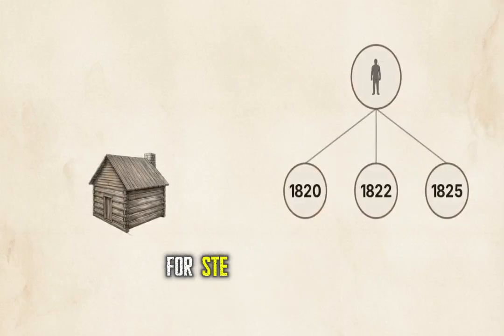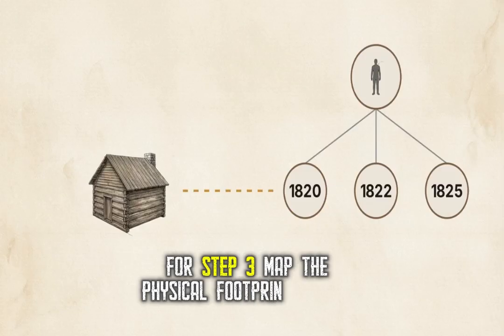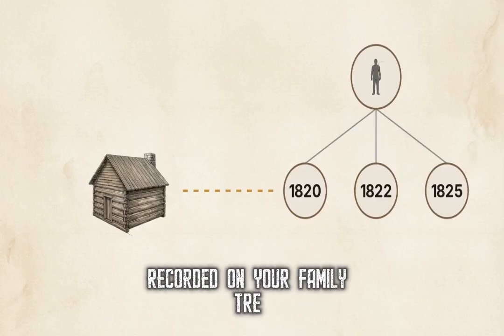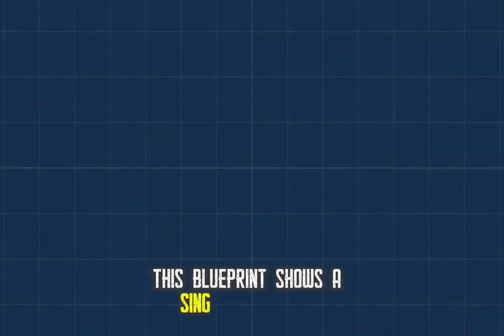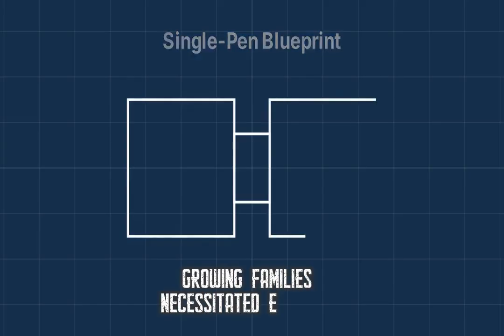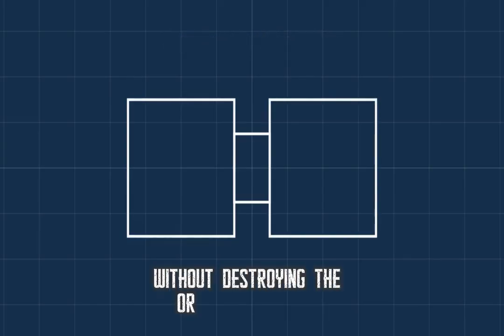For step 3, map the physical footprint of the cabin against the cluster of birth years recorded on your family tree. This blueprint shows a single pen layout. A single pen is a one-room structure that represents the initial settlement period and a time of limited resources. Growing families necessitated expansion without destroying the original structure.